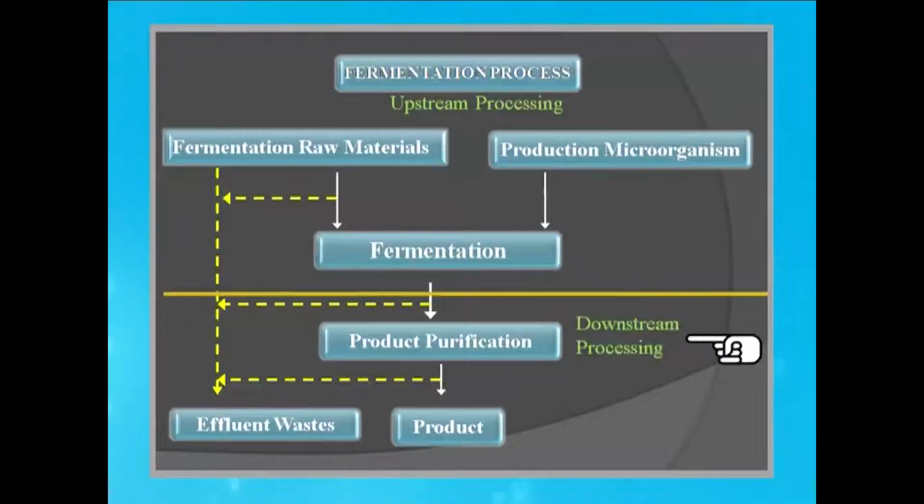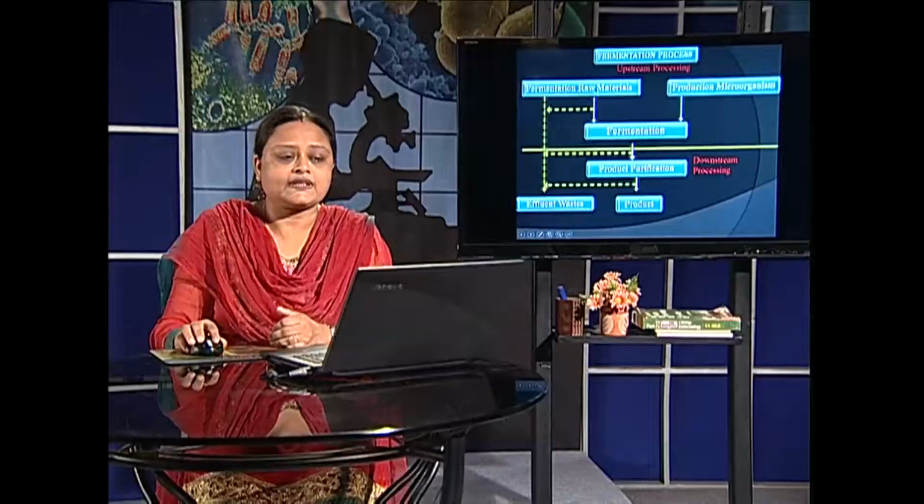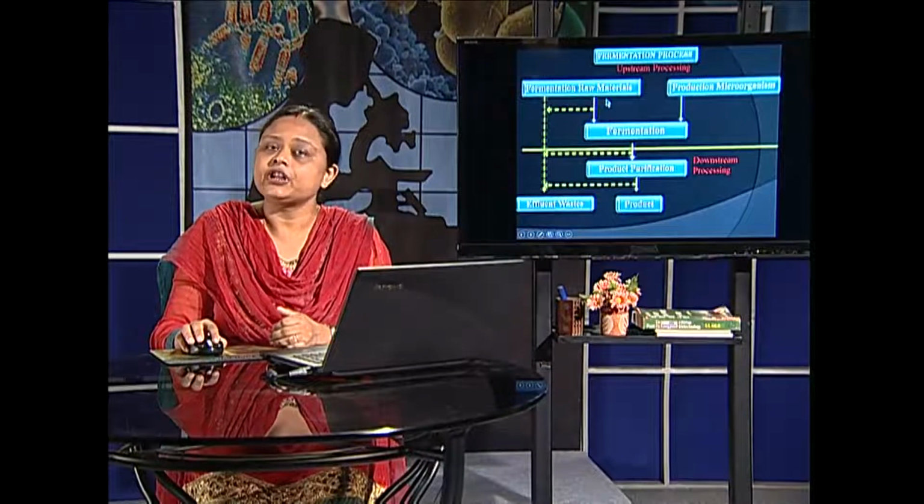And in the downstreaming, the product is produced which needs to be purified. This goes to the final packaging of the product. From all these cases, we get some effluent wastes which need to be treated, which are also the case of downstream processing. Now, we are going to discuss how exactly we are procuring the raw materials required for fermentation.